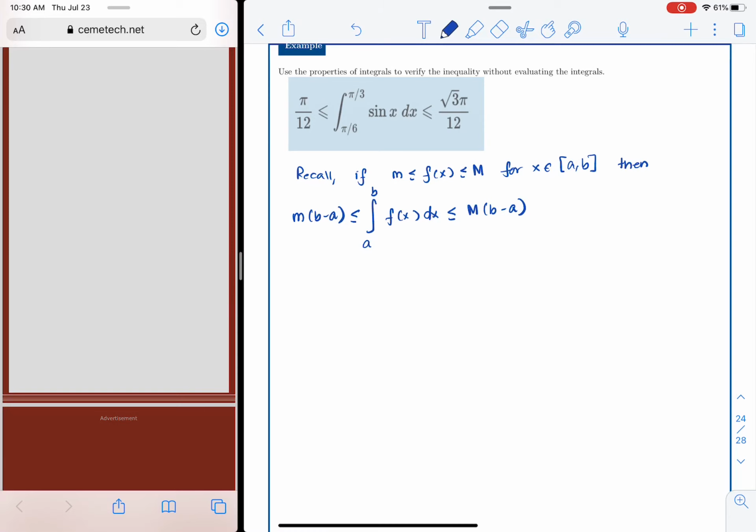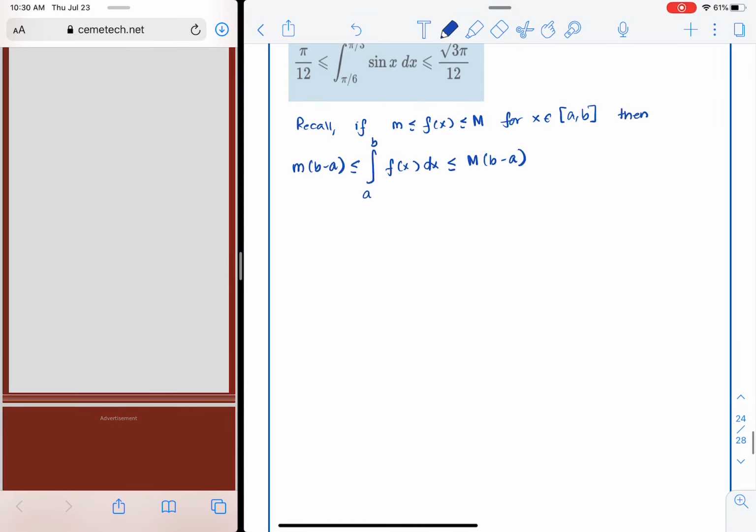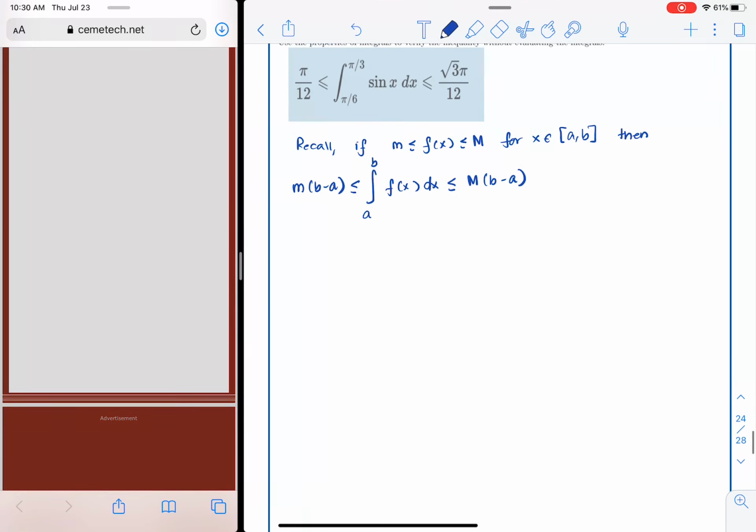So we know what a is, we know what b is. It is given that lowercase m times b minus a is pi over 12, and uppercase M times b minus a is root 3 pi over 12. So if we can show the reverse, then we can show the inequality is true. What do I mean by that?